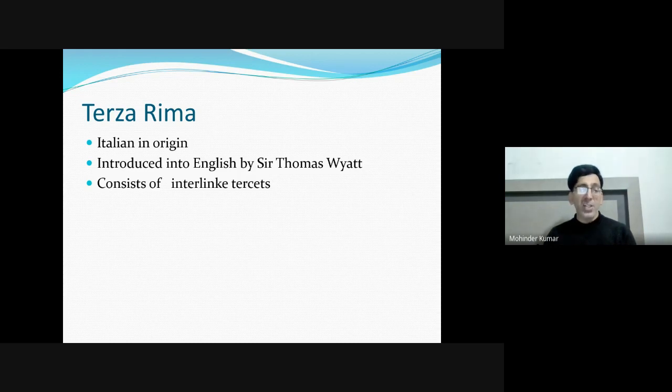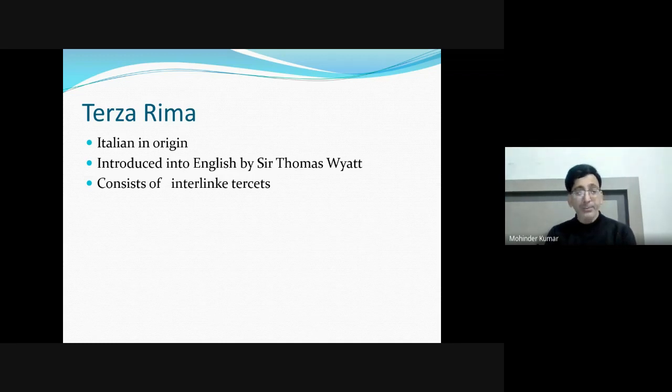Teen lines ke stanza ko hum tercet kehte hain. Jaise ki a stanza of four lines is called quatrain. Kyunki word jo quatrain hai, wo kahan se bana hai? Quarter se. Quarter matlab chautha hissa. So a stanza of four lines is called quatrain, a stanza of three lines is called tercet, and a stanza of two lines is called couplet. Ye aapko pata hoga sabko.